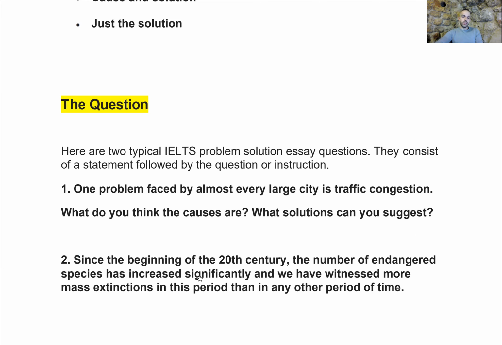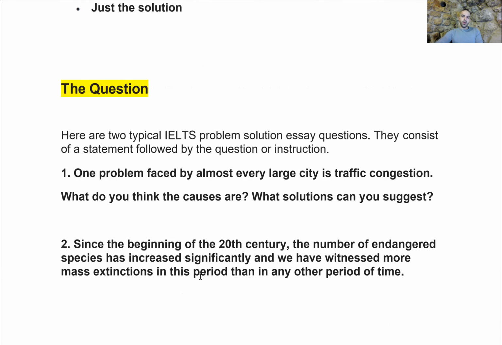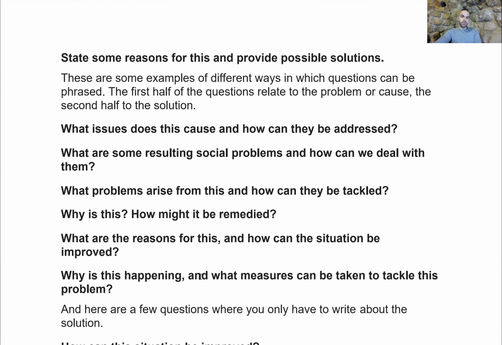So that's number one. Now, number two: since the beginning of the 20th century, the number of endangered species has increased significantly. And we have witnessed more mass extinctions in this period than in any other period of time. State some reasons for this and provide possible solutions.